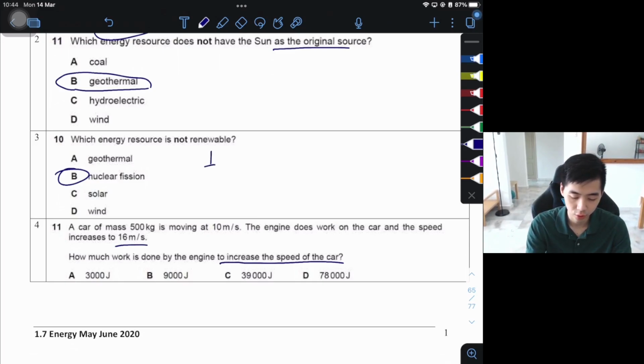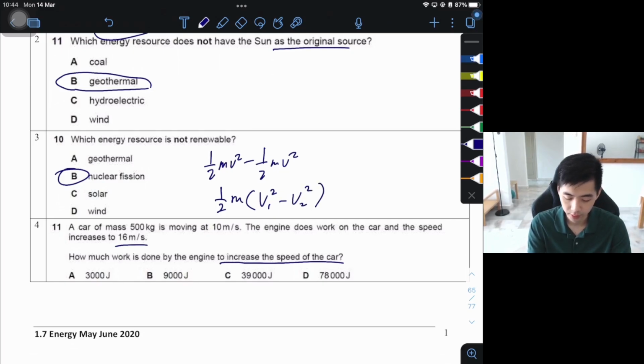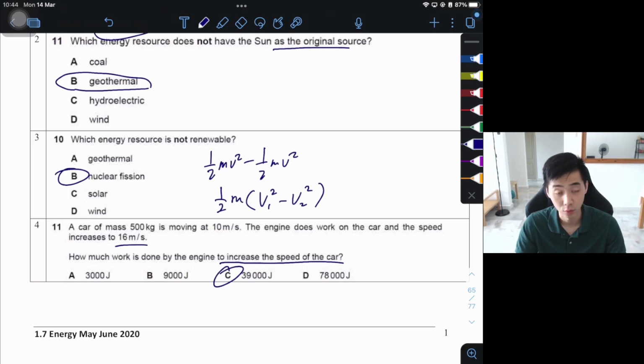So it's basically going to be half mv squared minus half mv squared here. Since we have both the same equations, it will be half m times (v2 squared minus v1 squared), right? From here, press everything into the calculator. It will be 0.5 multiplied by 500 multiplied by bracket 16 squared minus 10 squared here. You should be able to get a final answer of 39,000 joules.